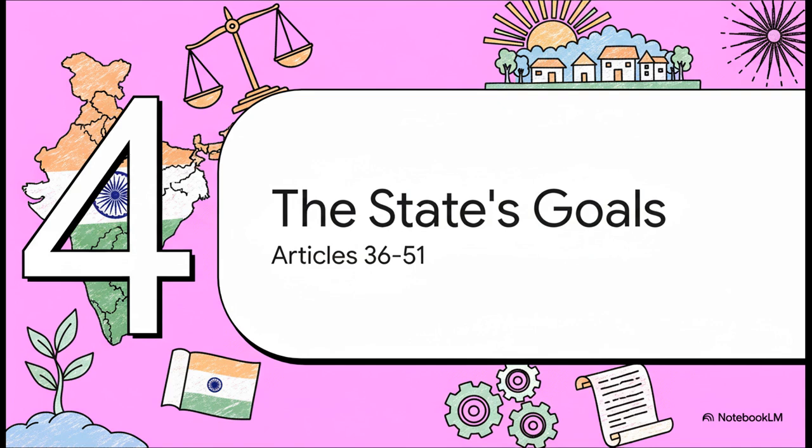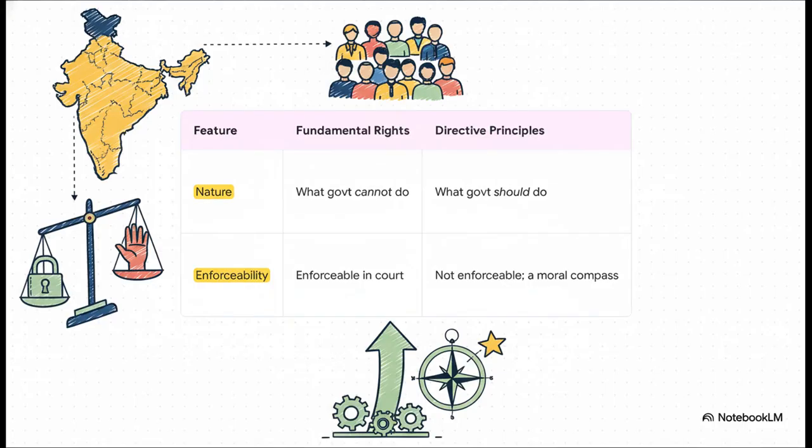So we have the map, the citizens, and the unbreakable rules. But, you know, a good family, a good nation, it doesn't just run on rules, right? It has dreams, ambitions, a vision for what it wants to become. And that's exactly what Part 4 of the Constitution is all about, the directive principles. Now, it is absolutely critical to understand the difference here. Fundamental rights are what the government cannot do to you. They are legally enforceable. Directive principles, on the other hand, aren't enforceable in court. They're more like a moral compass for the nation, guiding the government on what it should do.